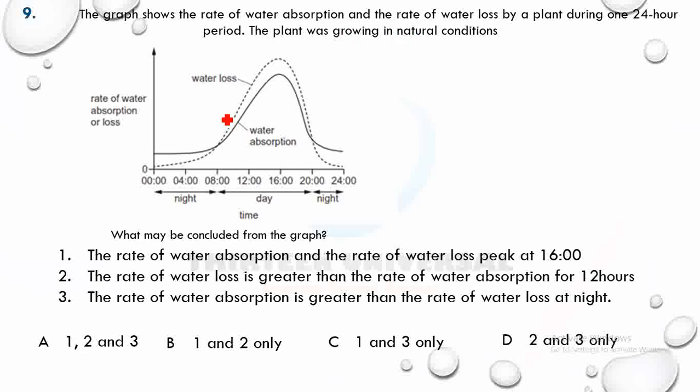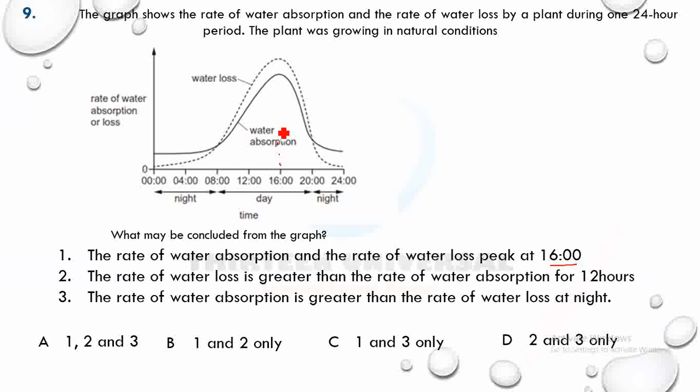Okay, this is an analysis question. You can see the thick line is for absorption, the dotted line is for water loss. It's day, night, night. Let's practice critical thinking. Now the first statement says the rate of water absorption and the rate of water loss peak at 1600 hours. This is 1600 hours. Is this correct?